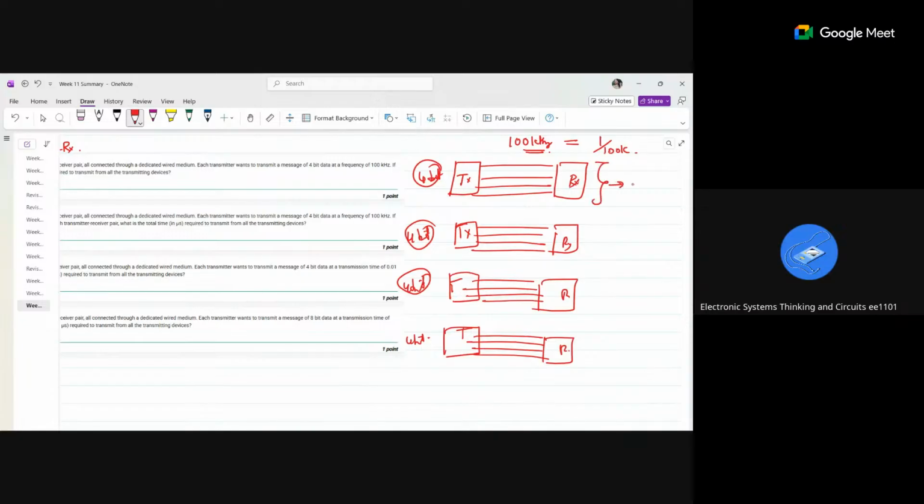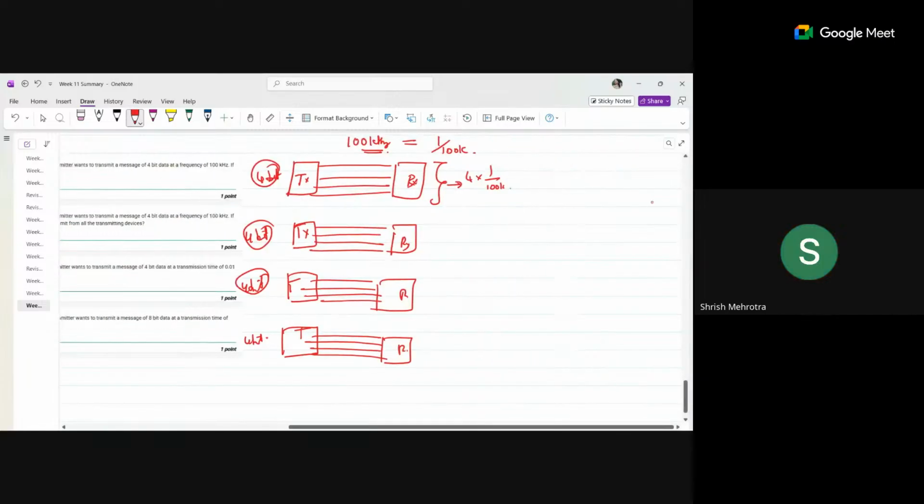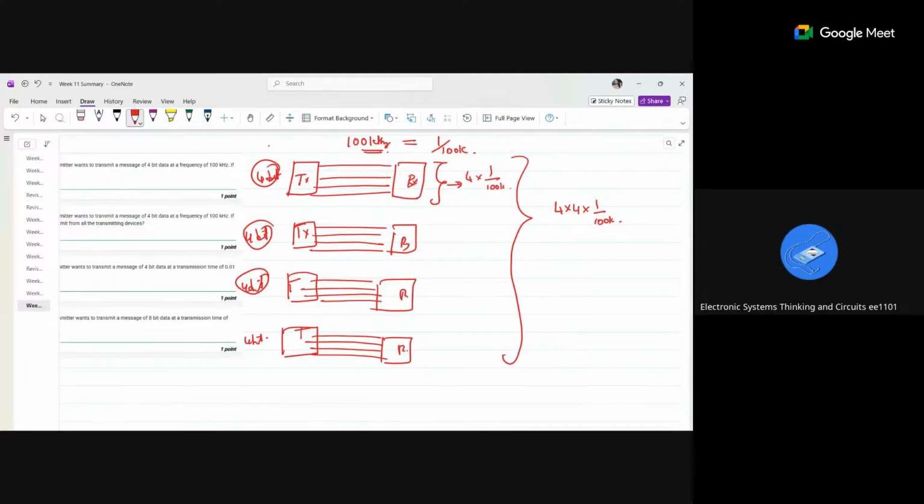To complete from one device, it will be 4 into 1 by 100K, like 4 into 10 to the power minus 5. Then to complete all 4 sequentially, it will be 4 into 4 into 1 by 100K. As we are multiplying 4 into 1 upon 100K, that itself is parallel. Wait, no, this is serial communication. Sorry, this is parallel communication.